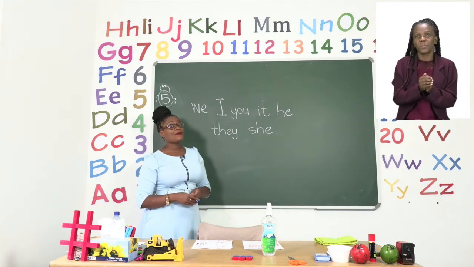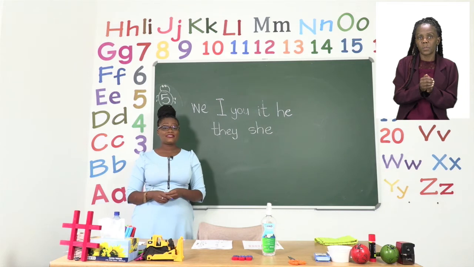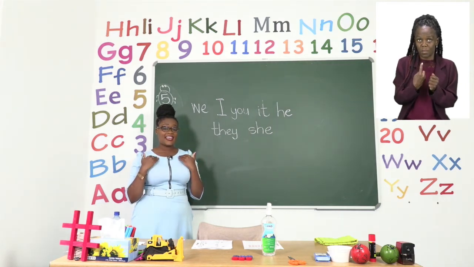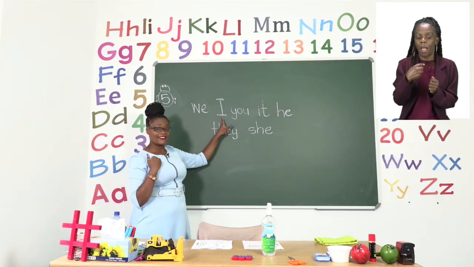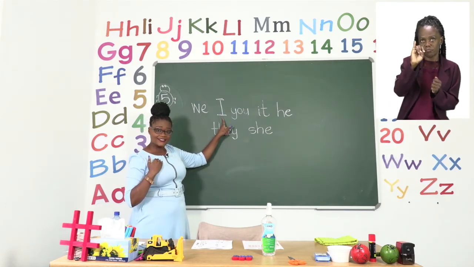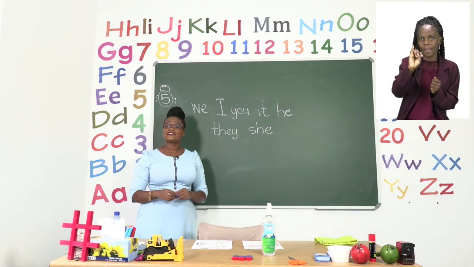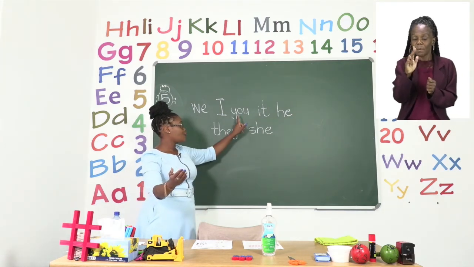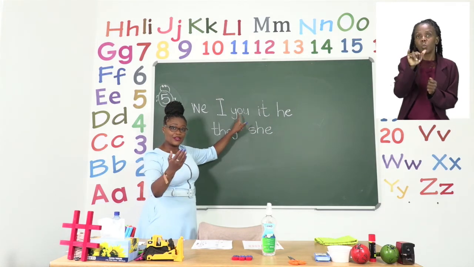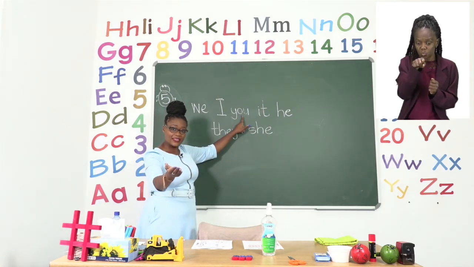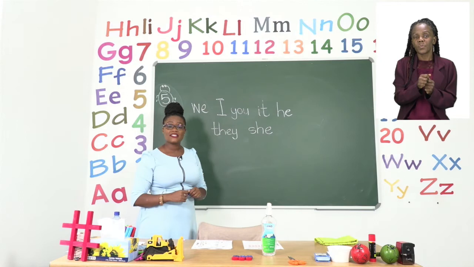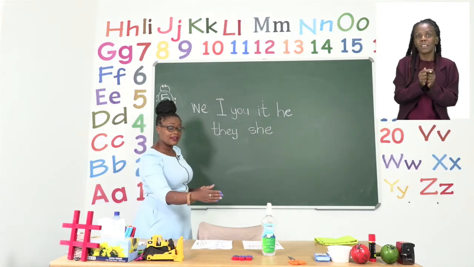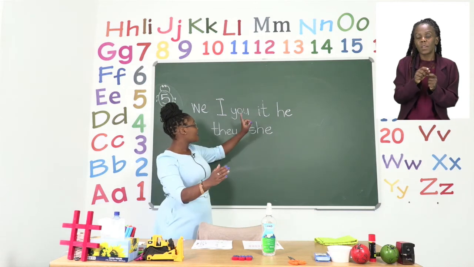Now, remember, let's try and go backwards. For yourself, you point to yourself and say, I. If you're pointing to someone else, you point to that person and you say, you. And then if we are pointing to an object or an animal, we point to that thing or animal and say it.